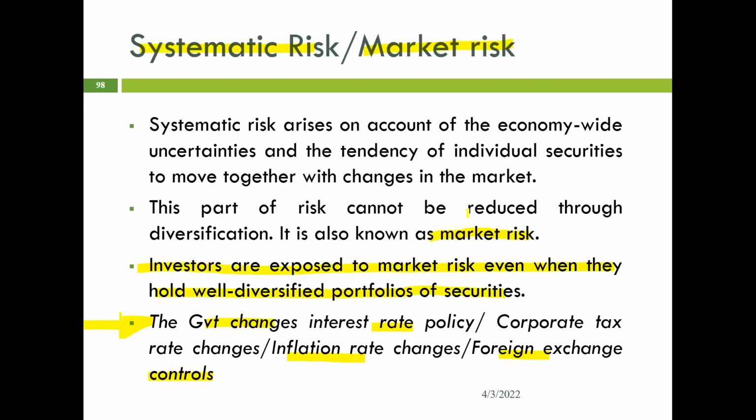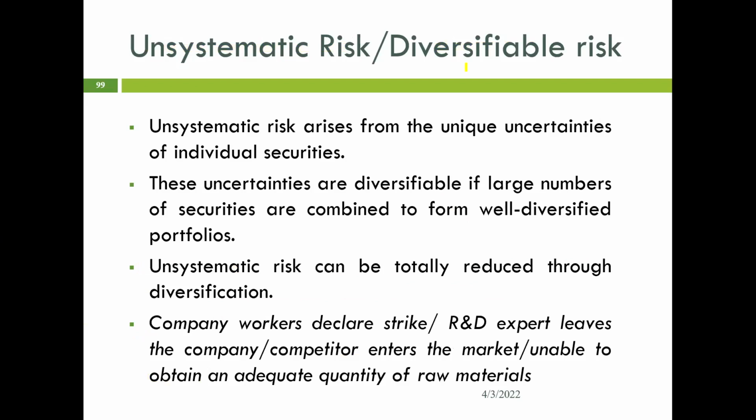So then what is unsystematic risk? We call it firm specific risk, or diversifiable risk. You can diversify it away by having a well-diversified portfolio. Unsystematic risk arises from unique uncertainties of individual securities. Say, for example, company workers declare a strike. Some particular public limited company has declared a strike. There is a lot of unrest among the employees, union action.